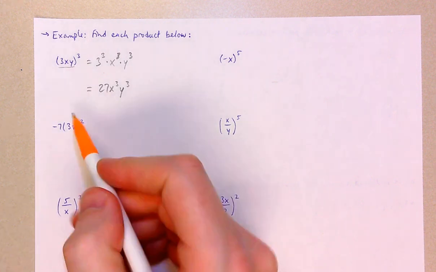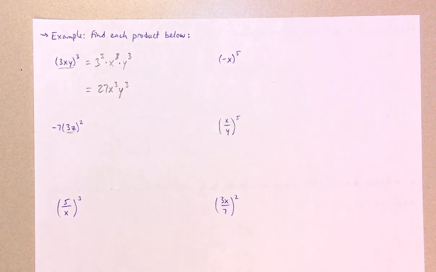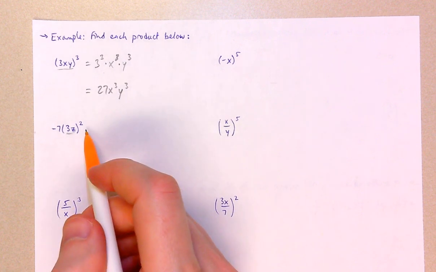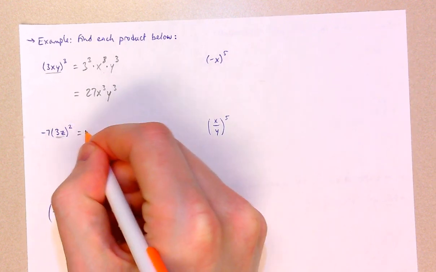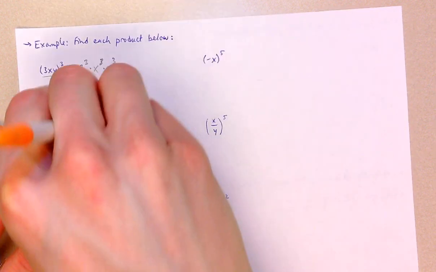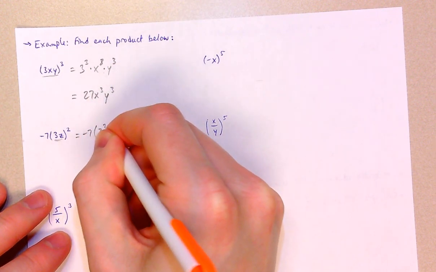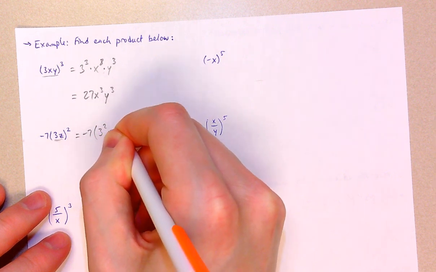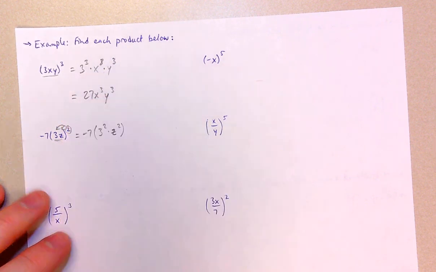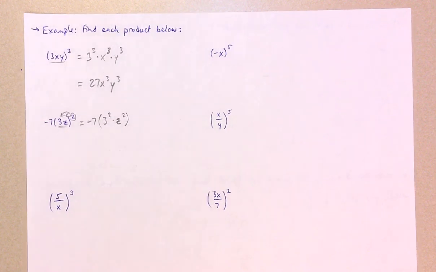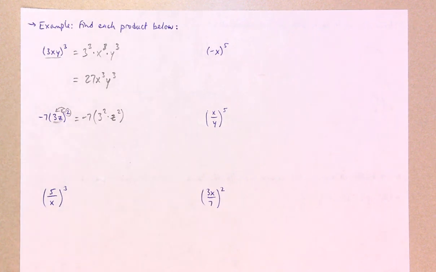So I look at my base here. I see that it is indeed a product of things, not a difference or sum. So I can use the property that we just used for this problem here. This is going to be the same thing as 3 to the power of 2 times z to the power of 2. This 2 goes to the 3 and to the z only. It does not go to the -7 because the -7 is not inside of these parentheses.